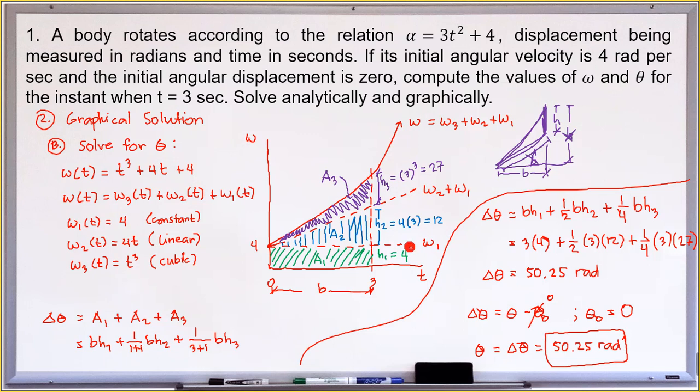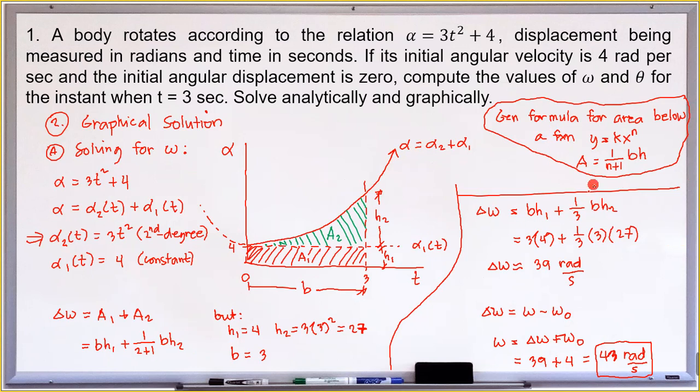Actually, this is from reading the motion curves. It is in the motion curves part. I hope you read it, it was added to a table, no? A shortcut for solving the areas of different functions of this form: cubic, linear, constant, quartic, and so on. We use this general formula for a function of the form y equals kx raised to n.